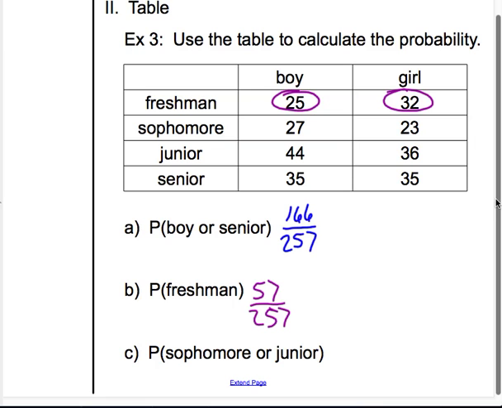And then our last probability, what's the probability we get a sophomore or a junior? So in this case, there aren't any overlaps. There are no people that are sophomores and juniors. So we're just going to count all of the sophomores and all of the juniors. And that would give me a total of 130 people out of 257.